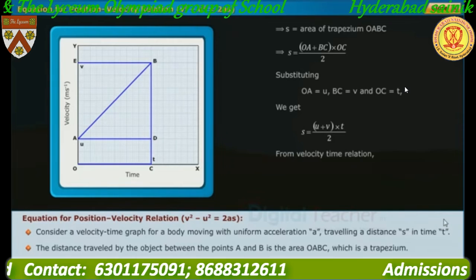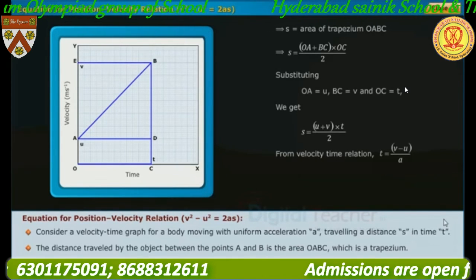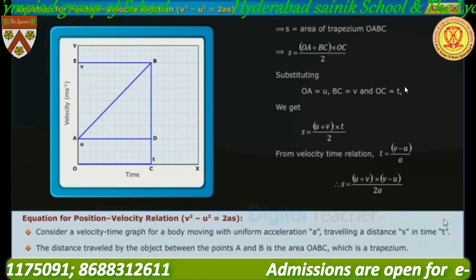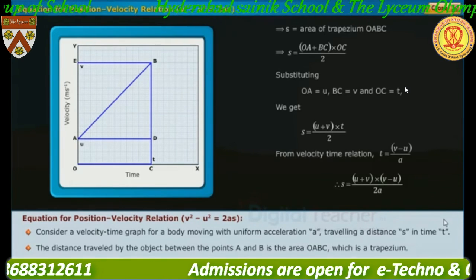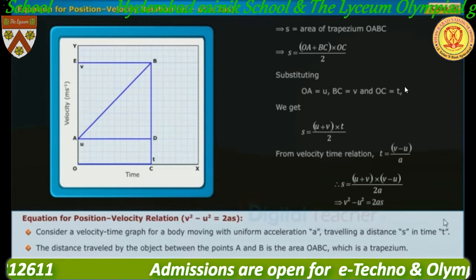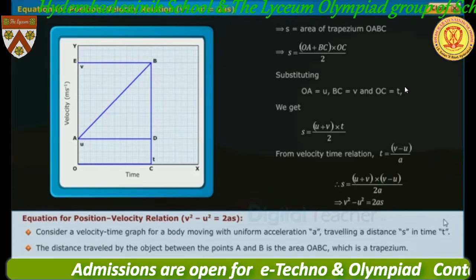From velocity time relation, T equals V minus U by A. Therefore, S equals U plus V into V minus U by 2A, which equals V square minus U square equals 2AS.